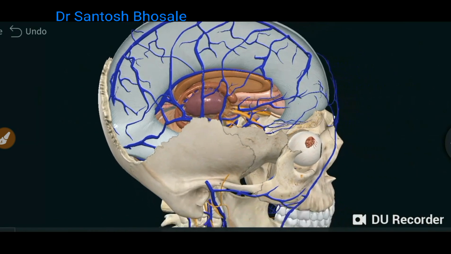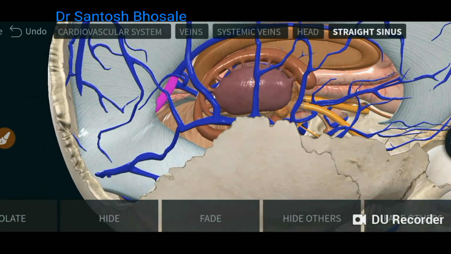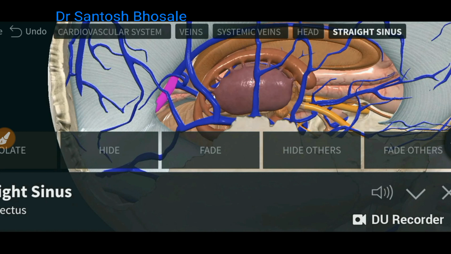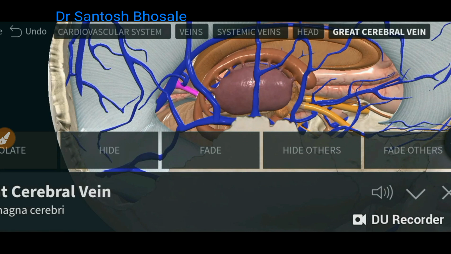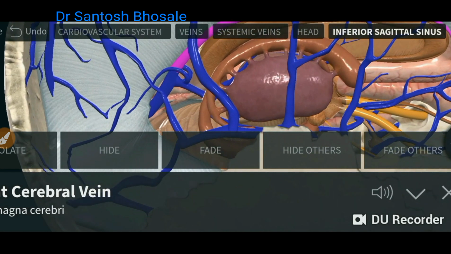I told you all the unpaired sinuses are in the sagittal plane, in the midline. We have seen the superior sagittal, inferior sagittal and straight sinus now. You can see the straight sinus is draining this great cerebral vein and also this inferior sagittal sinus. Two draining sinuses that you see.